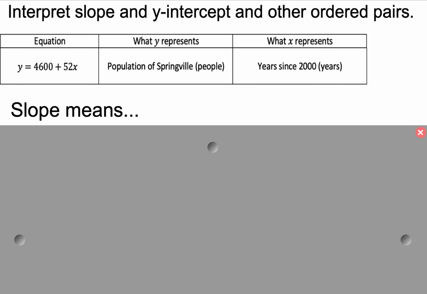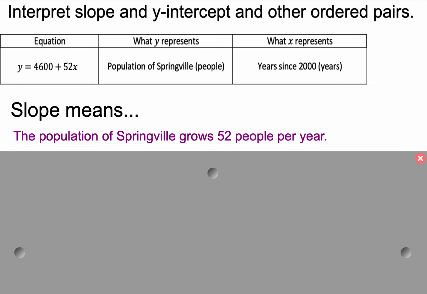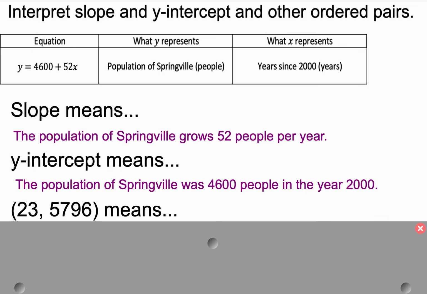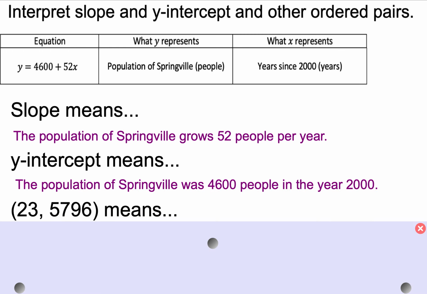Next, Y equals 4,600 plus 52x. Y represents the population of Springville measured in people, and X represents the years since 2000 measured in years. The slope of 52 means the population of Springville grows by 52 people each year. And the y-intercept is 4,600. What it means is that the population of Springville was 4,600 people in the year 2000.